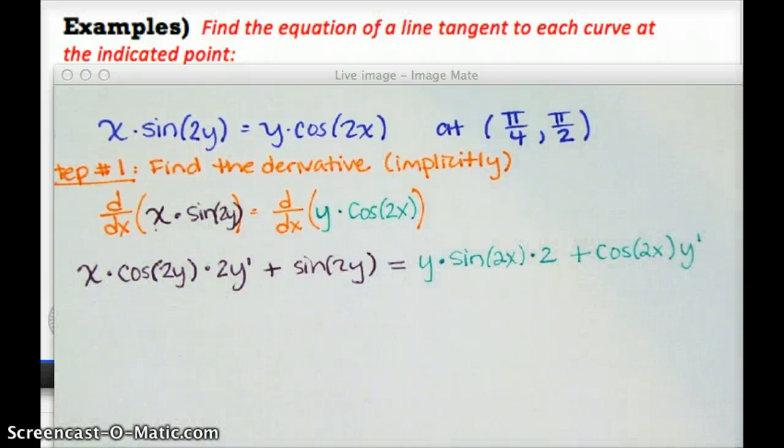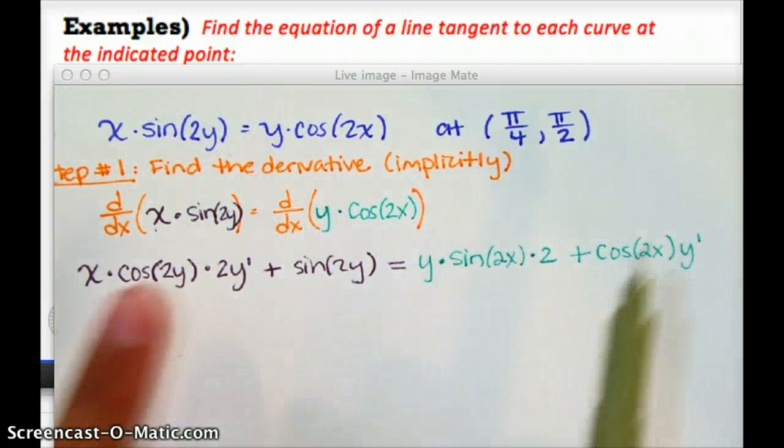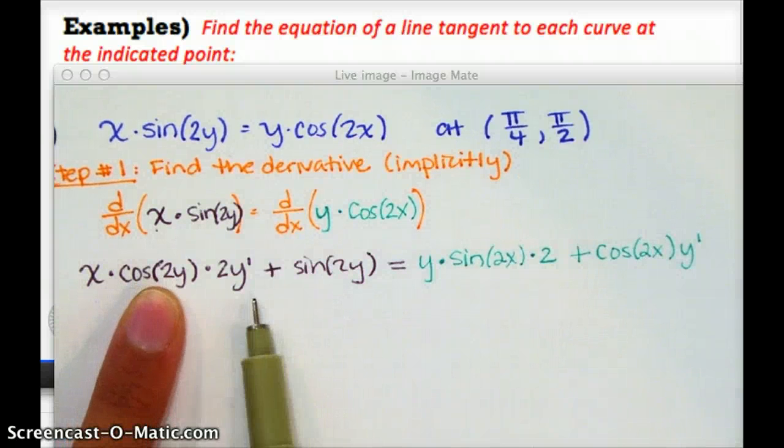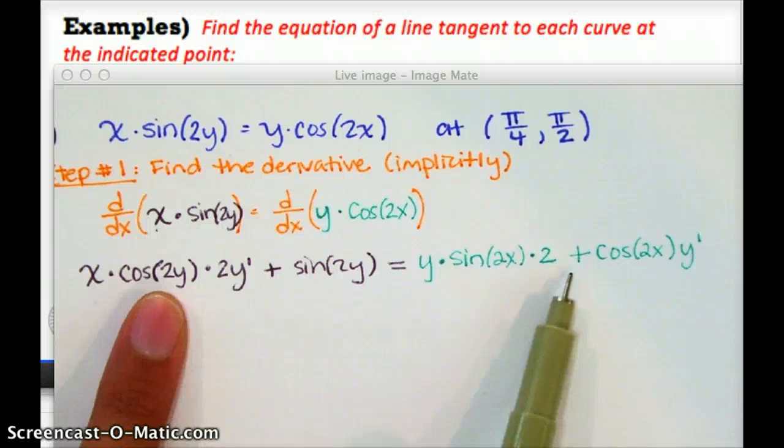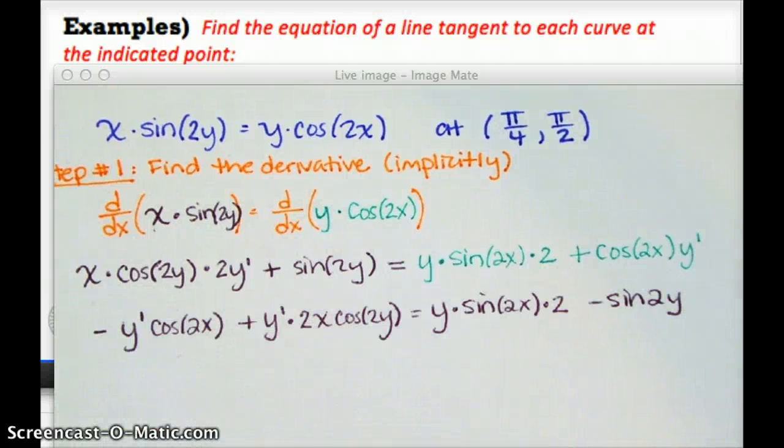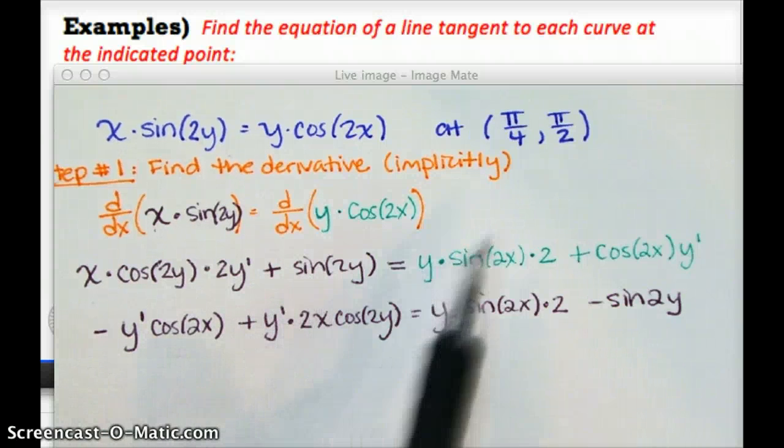What's my next step? Exactly, I'm going to gather the terms with y prime so that they're together on one side of the expression. For me, that means I'm going to keep this expression and this expression on the left, and then the sine of 2y is going to move over here to the right. There we go, and notice that they change sign because they move over. Technically, I subtracted on both sides.